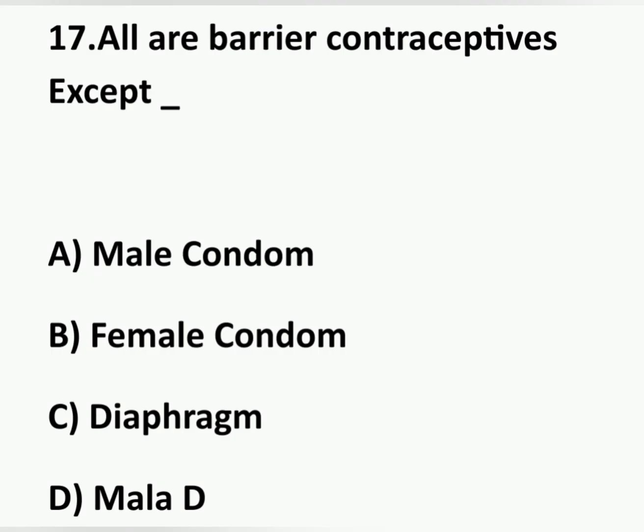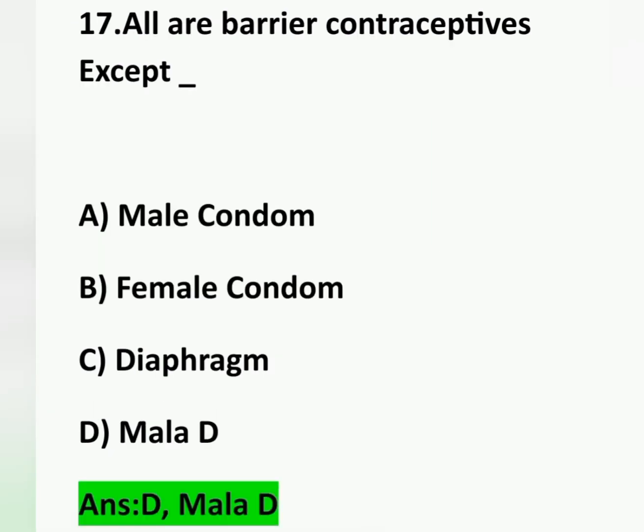The next question, all are barrier contraceptive except. Options are option A male condom, option B female condom, option C diaphragm, option D Mala D. Which one is not an example of barrier contraceptive? Correct answer is option D Mala D. Remaining male condom, female condom, diaphragm are all examples of barrier contraceptives. Here Mala D is a tablet. So Mala D is the correct answer.